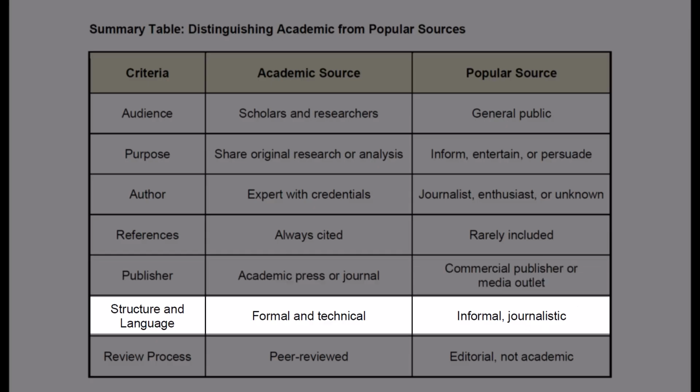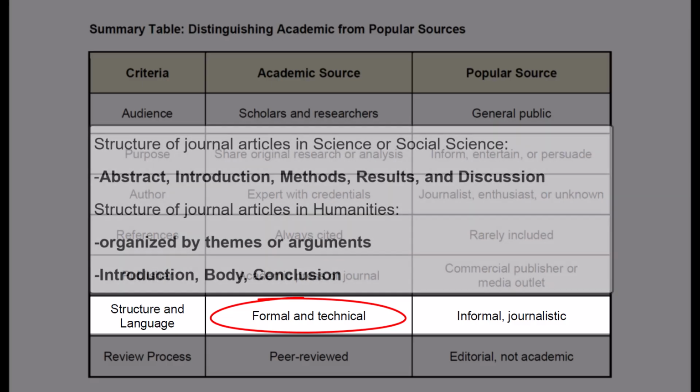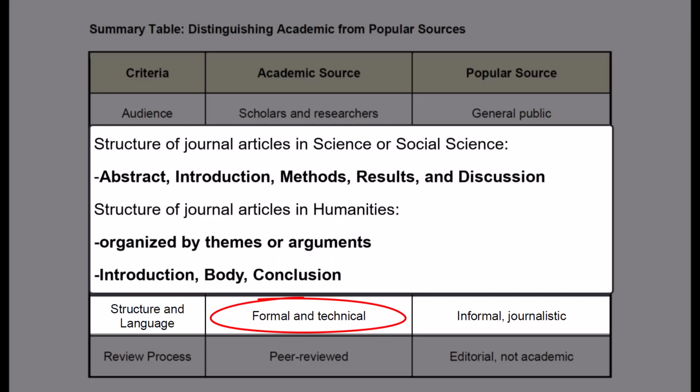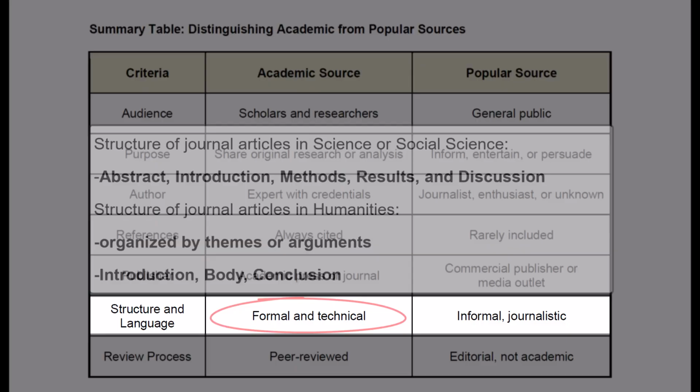Structure and language. Academic sources are usually written in a formal style and often use vocabulary specific to a subject area. In subjects like science or social science, these sources often follow a clear structure with section titles such as abstract, introduction, methods, results, and discussion. In fields like history or literature, the structure may be different, organized by themes or arguments, but the writing still follows academic rules and sounds more formal than everyday language.